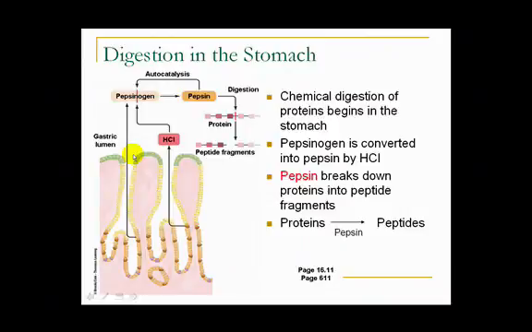So you can see here how it gets activated. It's actually the HCl, the acid, that activates the pepsinogen into pepsin. And then pepsin will break peptide bonds between amino acids of your protein to form smaller peptide fragments. The chemical digestion of proteins begins in the stomach.